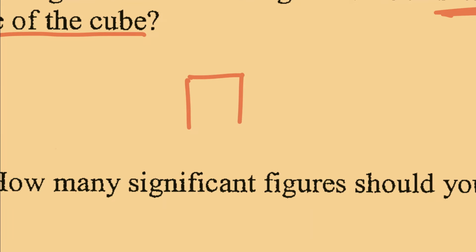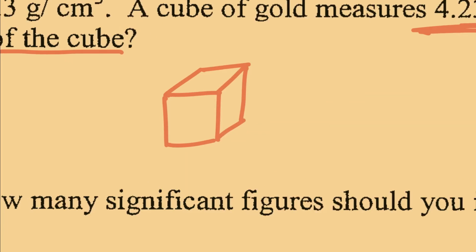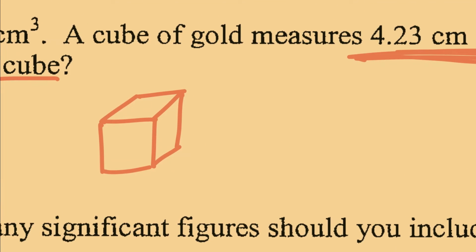So let's draw our cube again. That's a pretty good cube. And this time we know that it's not 2 centimeters on each side, but 4.23. 4.23 by 4.23 by 4.23. Our volume, again, is length times width times height, or side cubed. So I'm going to say 4.23 centimeters times 4.23 centimeters times 4.23 centimeters.